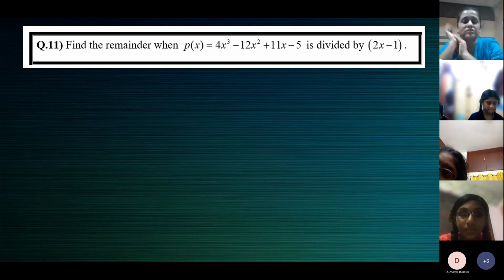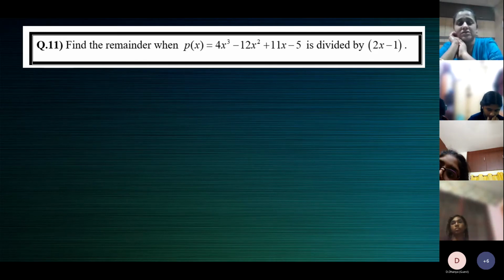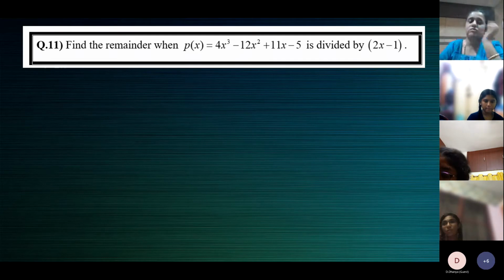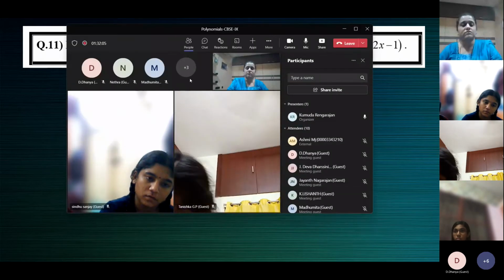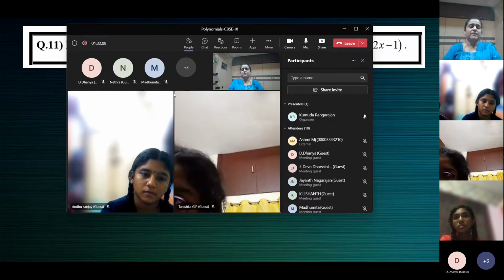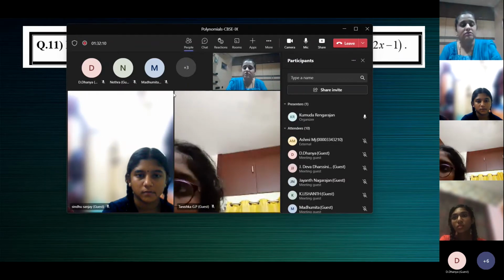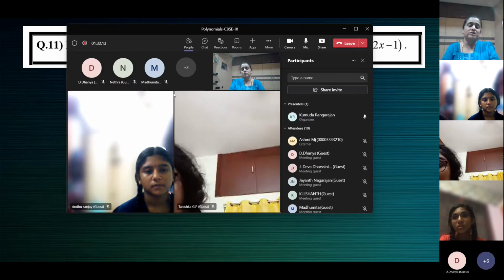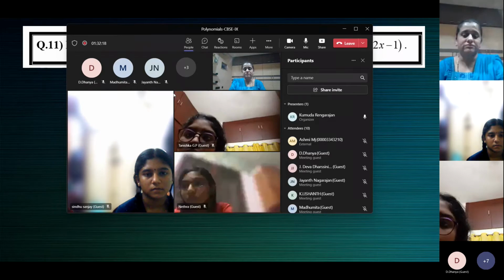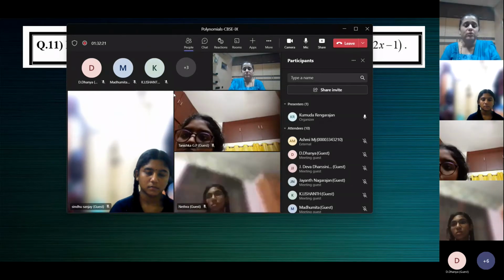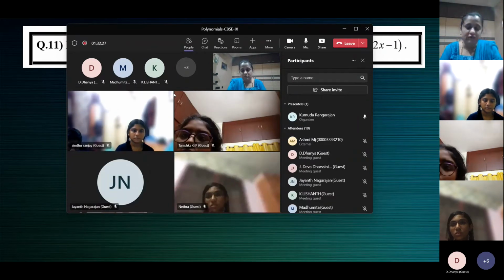We'll just wind up today's session with this one. This is a simple question. Find the remainder when p of x is divided by 2x minus 1. So when you're asked to find both the quotient and the remainder, you have to perform the long division. If you have to find only the remainder, you can use the remainder theorem.